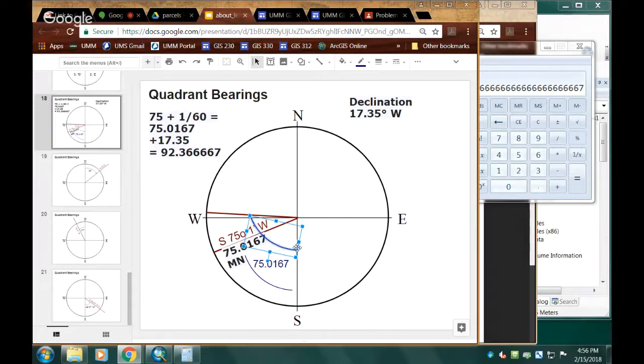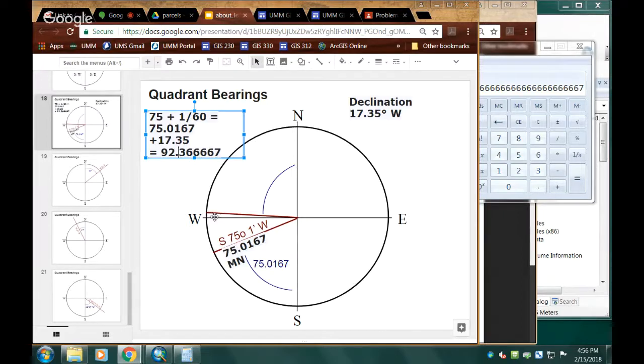And if you're wondering why anyone would want to do it this way, I can't tell you. I don't know why quadrant bearings got their start, but it just is how they do it. There's probably a reason, and if you ever hear about it, let me know. I'd love to.